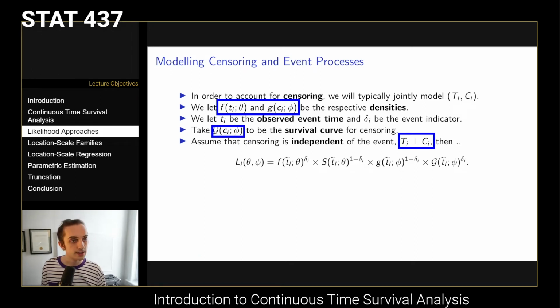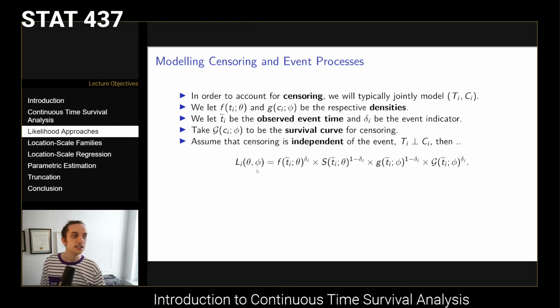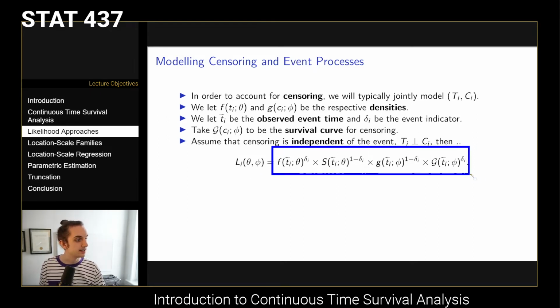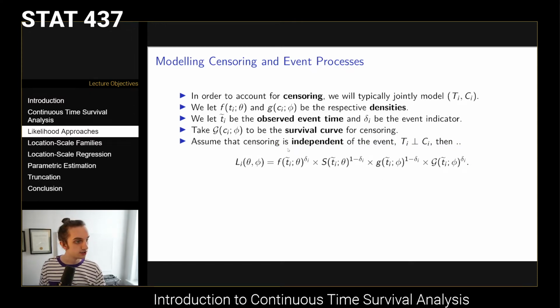Okay, and how do we do this? Well, we would note that the likelihood contribution for an individual is going to be given by this expression here. And we can break this down into two components, right? So this first component here deals with the event process. And what does this say?